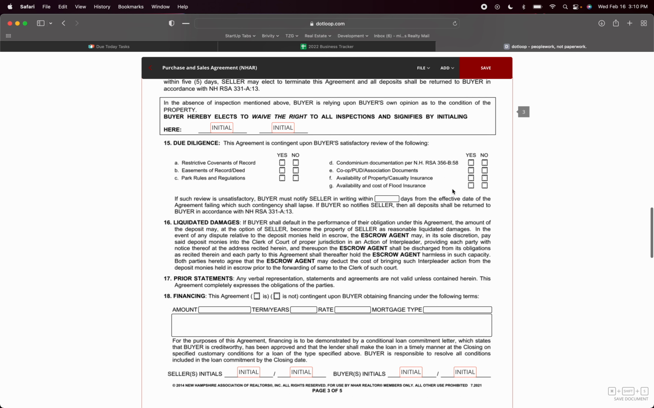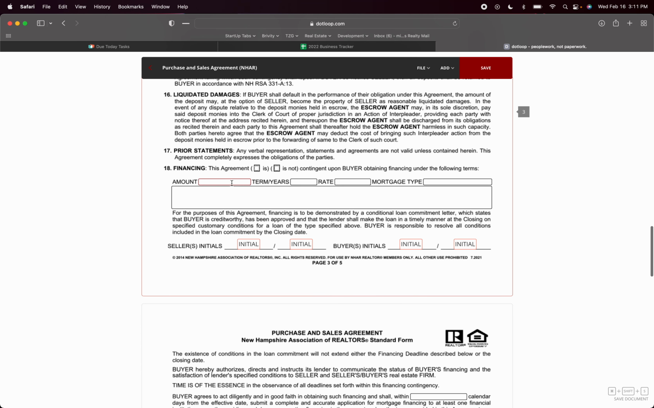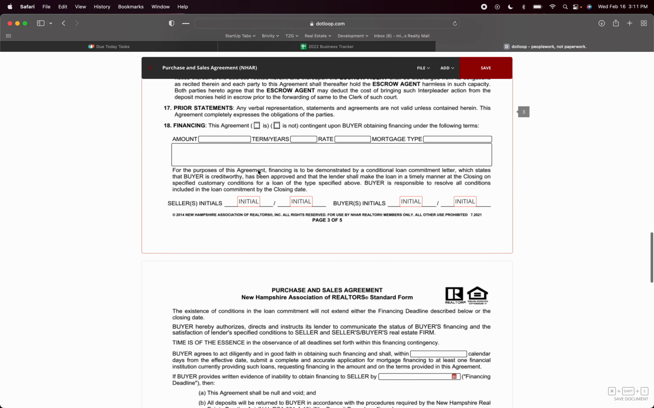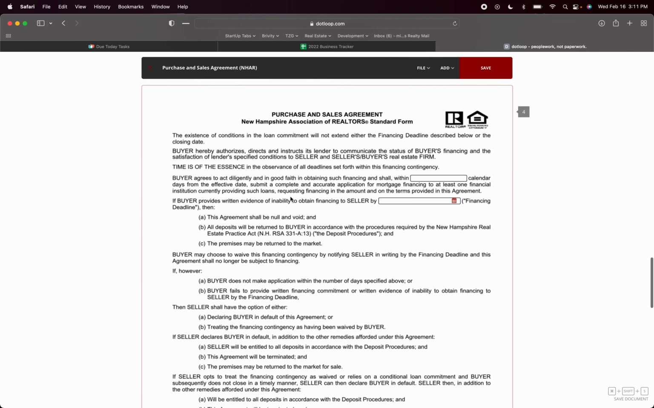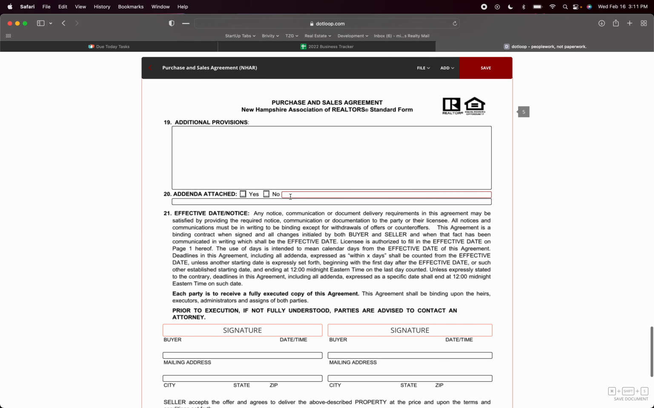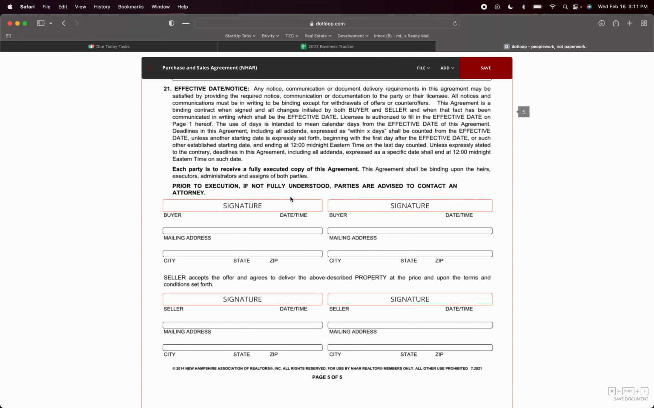This could be yeses or nos. Again, it's entirely up to the buyer and also what the seller will agree to. So it's not necessarily a correct or wrong thing here. Financing, if this is checked yes, everything else here needs to be filled out in this financing section. If it's checked no, nothing below that in section 18 needs to be filled out for compliance purposes. And then, yeah, that's pretty much everything that you're looking at as far as compliance.